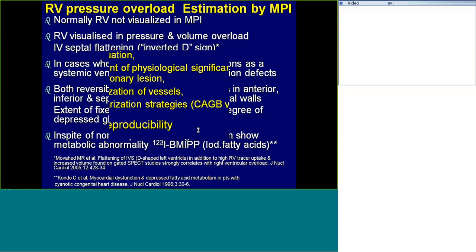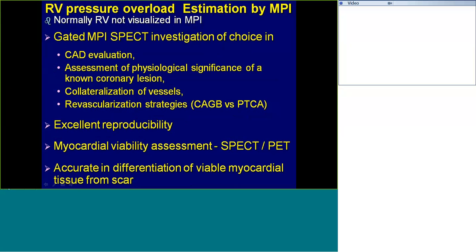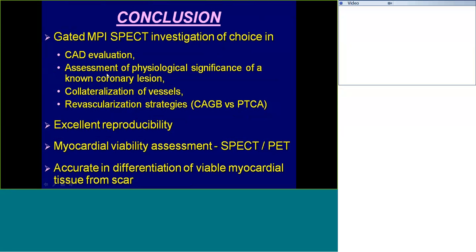So to conclude, whenever we are looking for an ischemic heart disease, and if you want to assess the physiological significance of any known coronary lesion, or if you want to assess the significance of the collateralized vessels, the myocardial perfusion imaging done with stress is the imaging modality of choice.